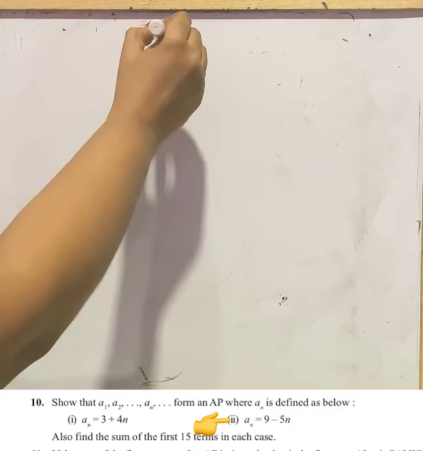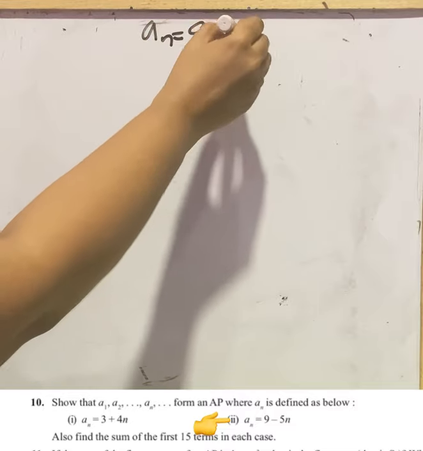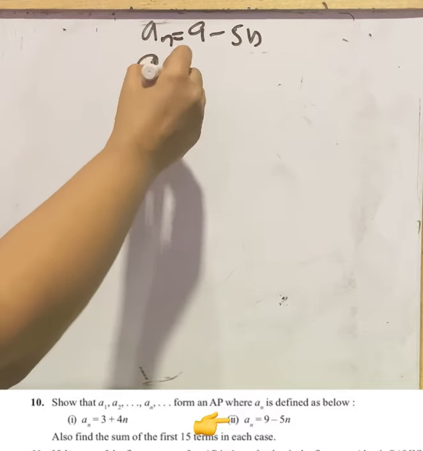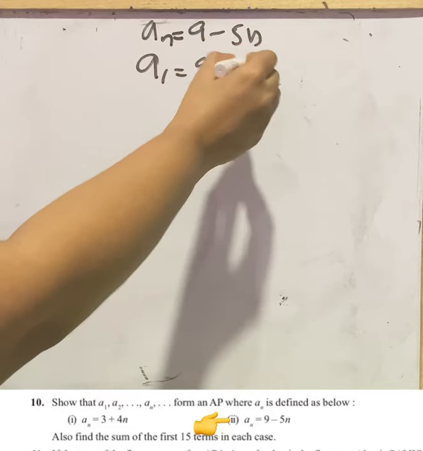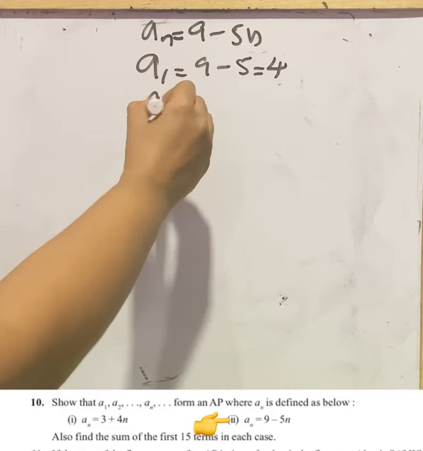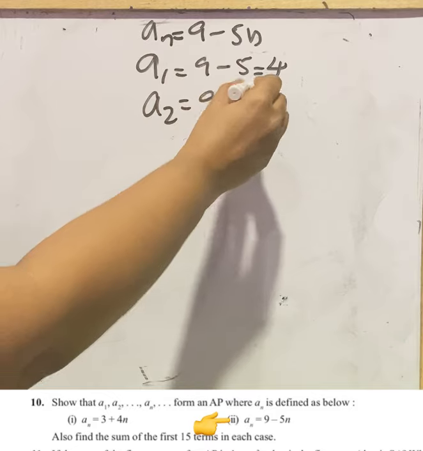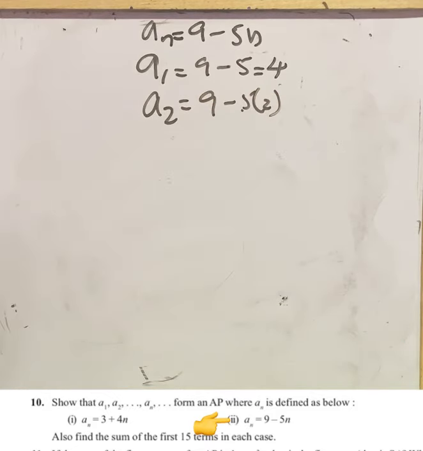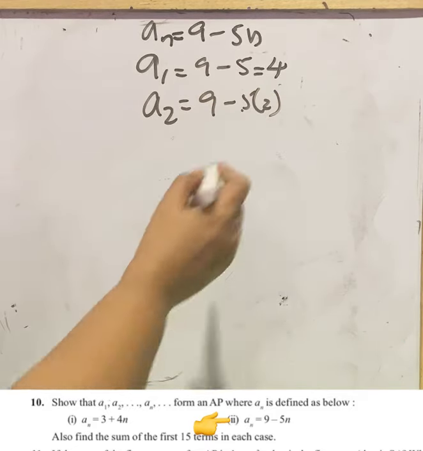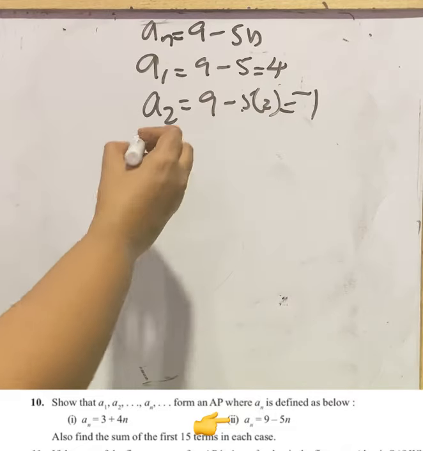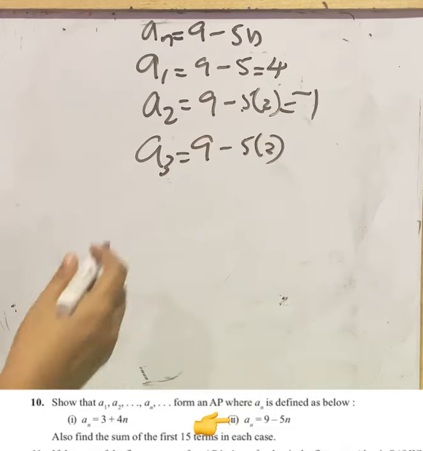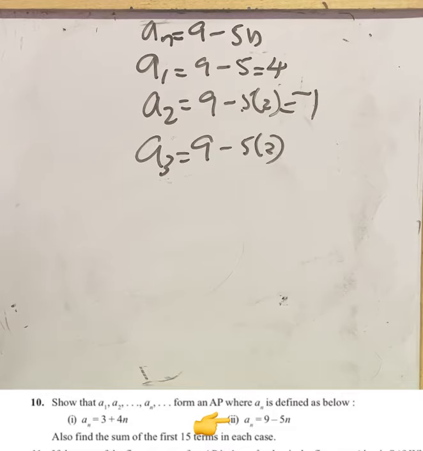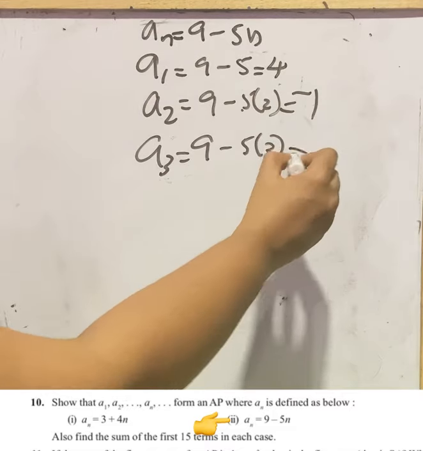That question is An equal to 9 minus 5n. Here A1 equal to 9 minus 5 into 1, that is 5. 9 minus 5, 4. A2 equal to 9 minus 5 into 2. 5 2s are 10. 9 minus 10 equal to minus 1. Now A3 equal to 9 minus 5 into 3. 5 3s are 15. 9 minus 15 is minus 6.